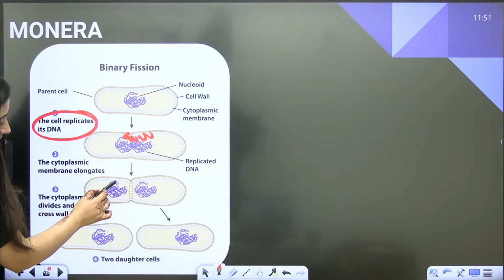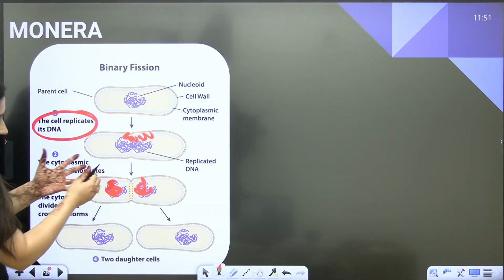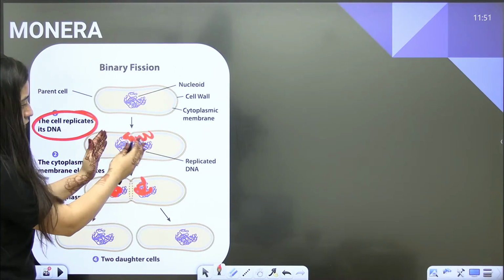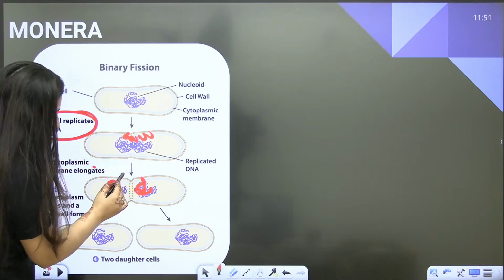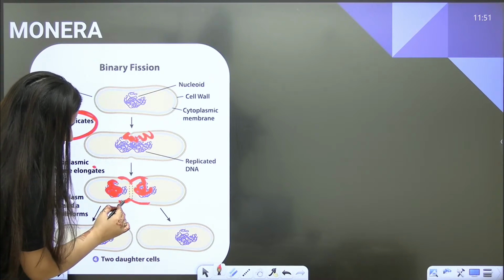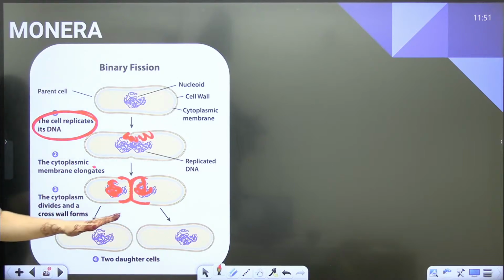And then this DNA is kind of dividing, because it has replicated already, two copies are there, it is attached to the mesosome, a new mesosome will form, and slowly what will happen? This constriction will start, and then finally the cytoplasmic division, and you will get the 2 daughter cells. Is that clear?